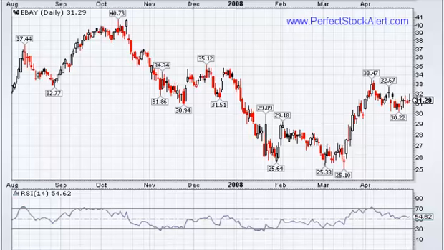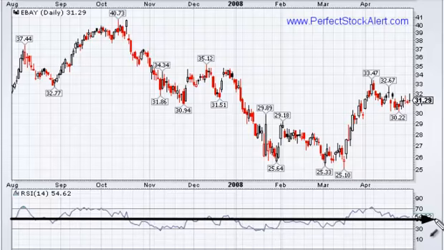Some traders will also wait for confirmation for the RSI to move back above the 50 line. Typically, when the RSI is trading above the 50 line, the middle of the actual indicator, it's considered bullish. And when it's trading below it, it's considered bearish. So that's another method people may use.